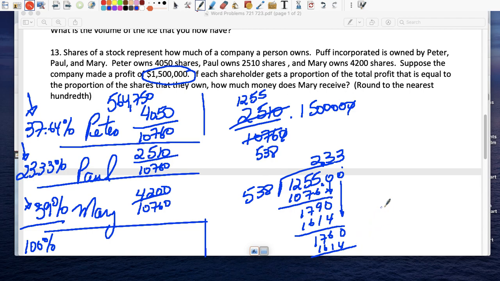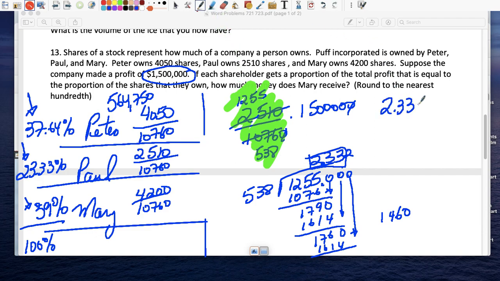I'm going to just continue over here. 6 left over. 5 minus 1 is 4. And 7 minus 6 is 1. And then if we add another 0 down, 538 goes into 1,460. It can't be 3 because that's 1,614, so it has to be 2. So I'm going to stop here. So I know this part here, I'm going to highlight it, is about 2.33, which I'm now going to multiply by 150,000. Right, so that's the last part of our problem.